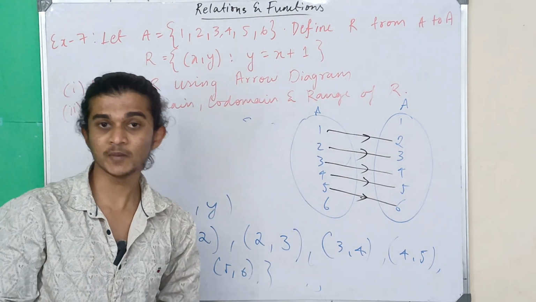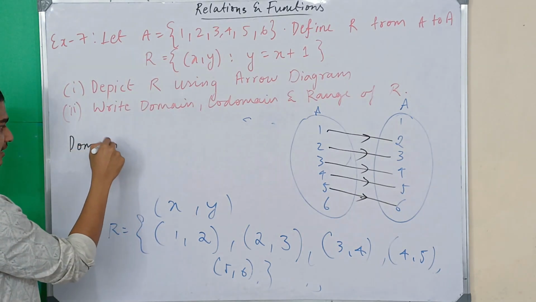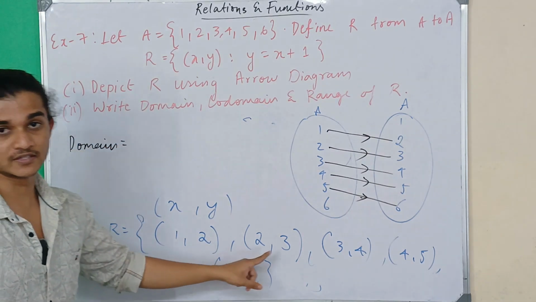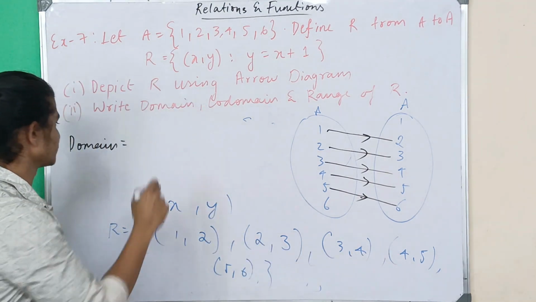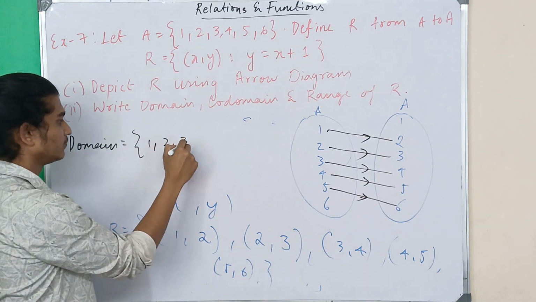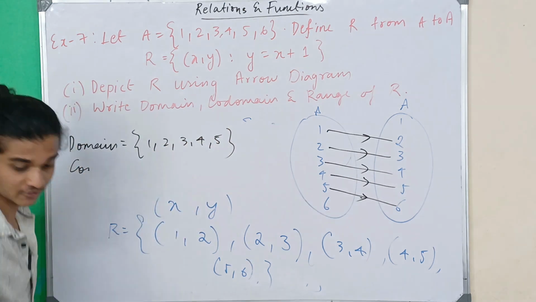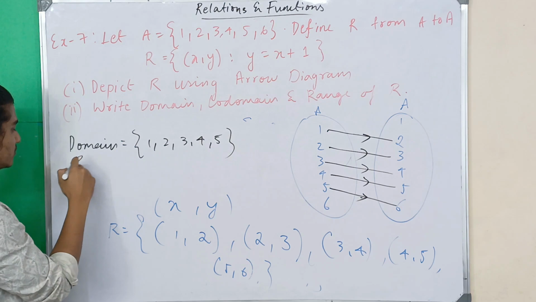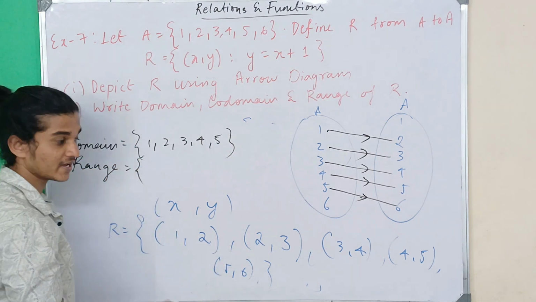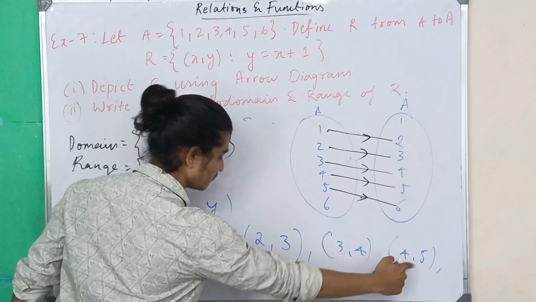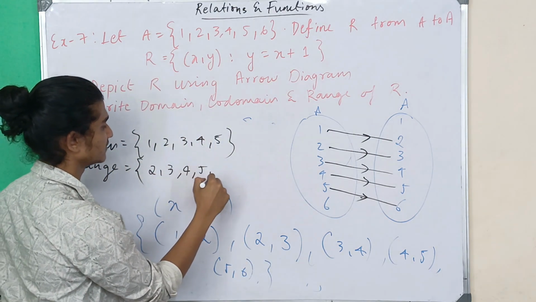Let us first find domain and range. So domain, as I told you, is the first element of the ordered pair in the relation. So my domain is going to be 1 2 3 4 5. My range is going to be the second elements of the ordered pair in the relation. So 2 3 4 5 6.